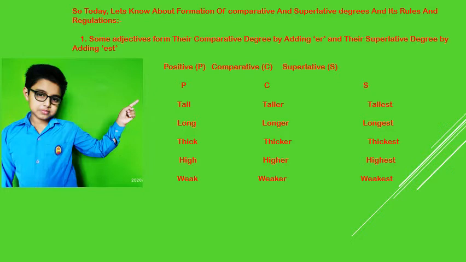You can observe here that in the comparative degree of tall, ER is added. So to form the comparative degree, we have to add ER. Same in the superlative degree, the superlative degree of tall is tallest. So to form the superlative degree, we have to add EST in some cases. Let's take some other examples also: long, longer, longest; thick, thicker, thickest; high, higher, highest; weak, weaker, weakest.